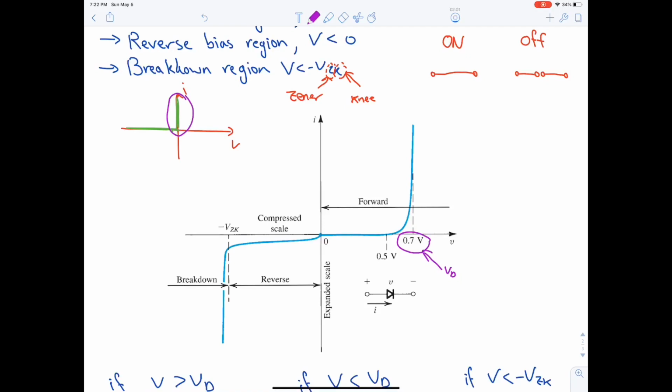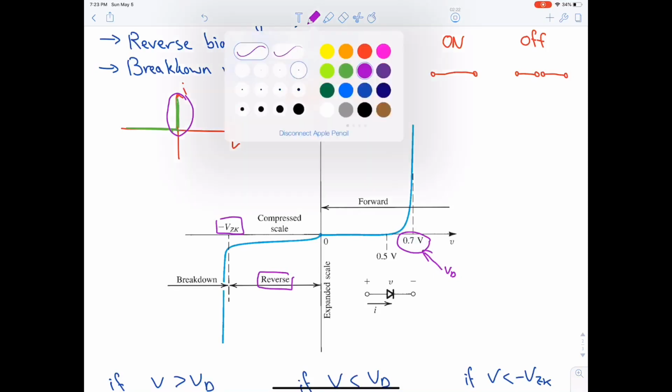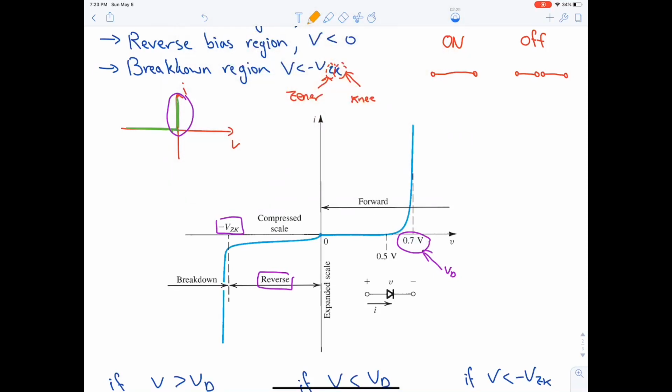Okay. If V is greater than VD, the diode will be forward, which is on. If it's less than VD or 0, it will be reverse bias. And if the voltage across the diode is less than minus VZK, then we are in the breakdown region. They called it knee because if you notice, this is like someone sitting, and when you reach this point, it's a knee. Okay.